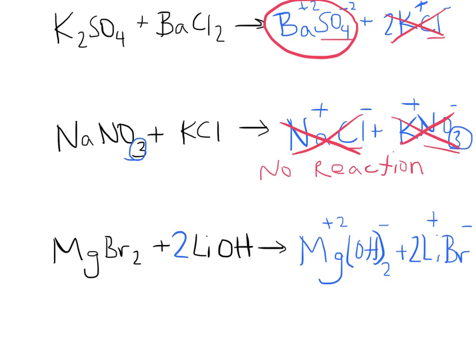Okay, solubility. Hydroxides are generally insoluble. Magnesium is not an exception, so this is an insoluble compound, which means it's a precipitate. Bromides are usually soluble. Lithium is not an exception, which means this is a soluble compound, not a precipitate.